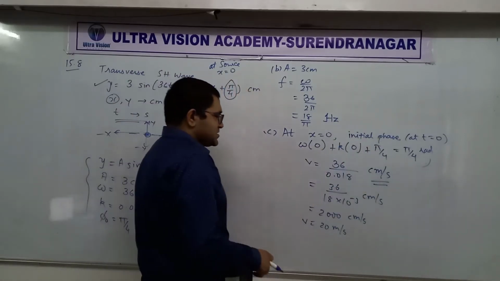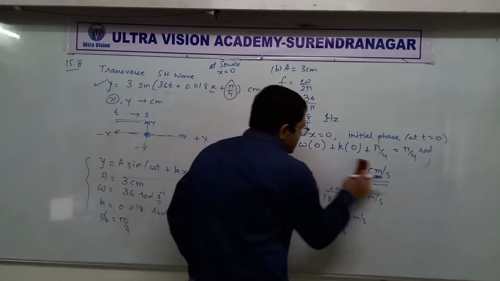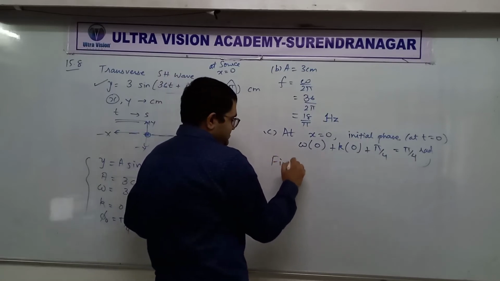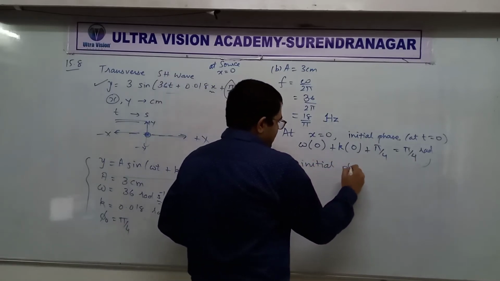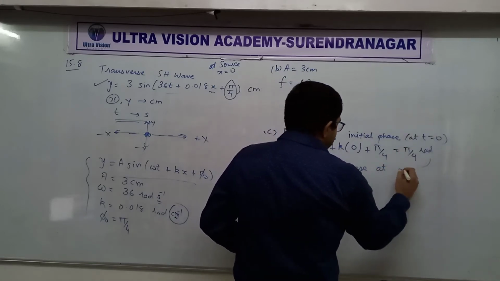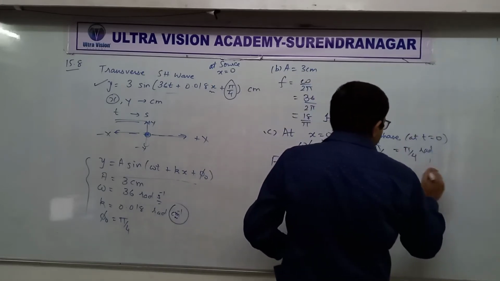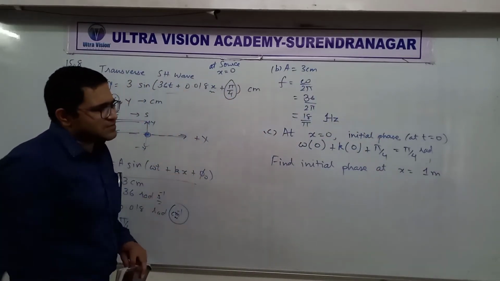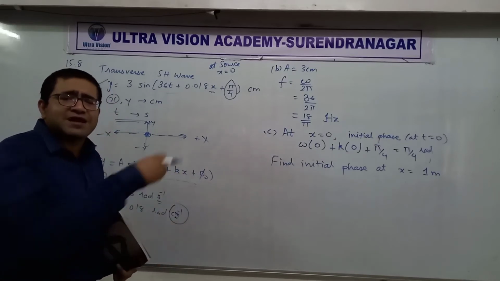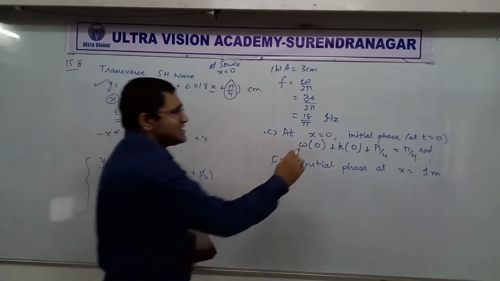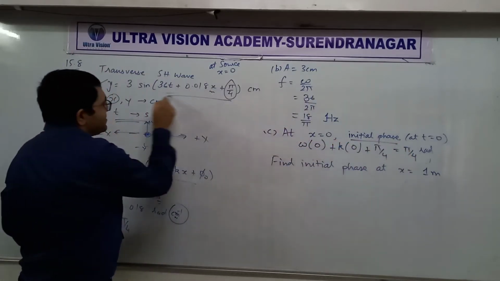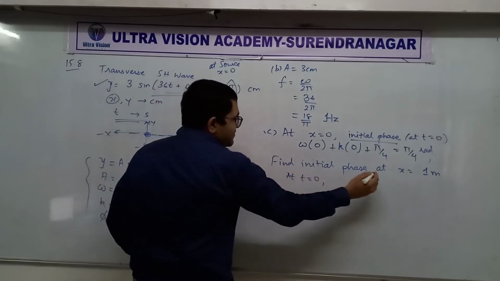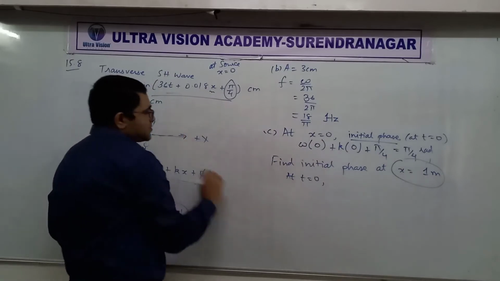Pretty simple. Have a look. Suppose the question has been twisted. Let's say the question is find initial phase at x equal to, let's say, 1 meter, for example. Okay, we are not going to do it, I'm just going to show how to do it. Suppose the question says find initial phase at x equal to 1 meter at that point. Then how would you do it? Again, initial phase means this angle. At what time? At t equal to 0 and at which point? X equal to 1. So just put the values.